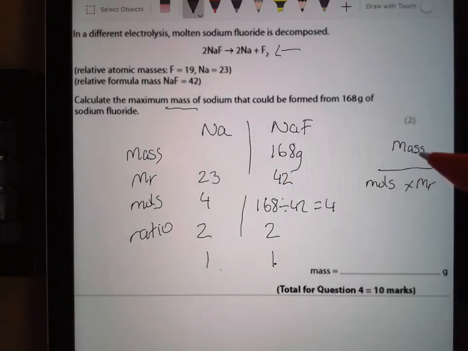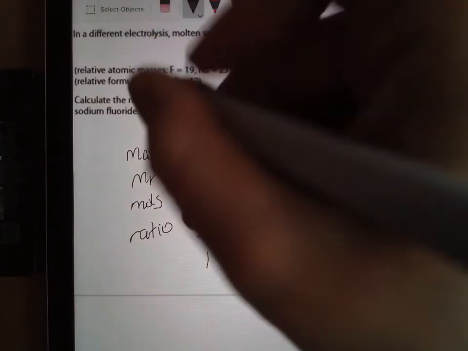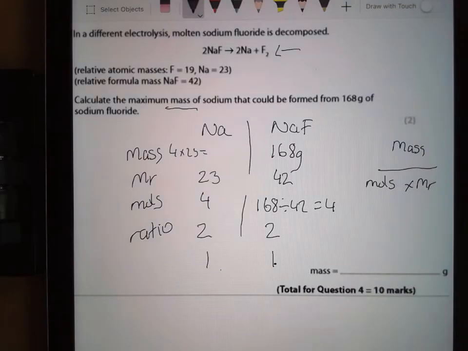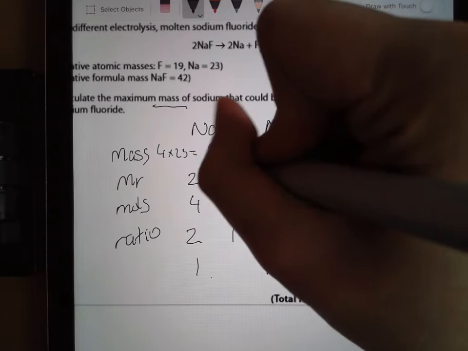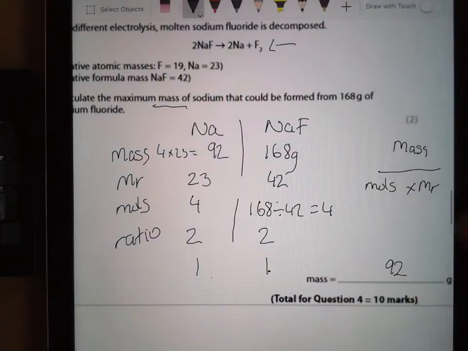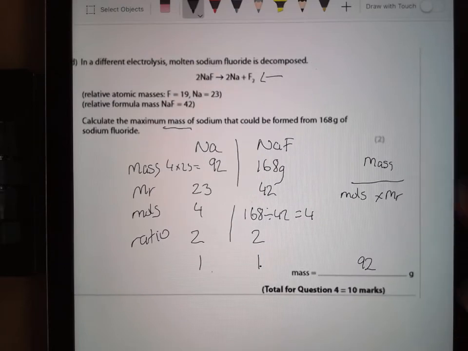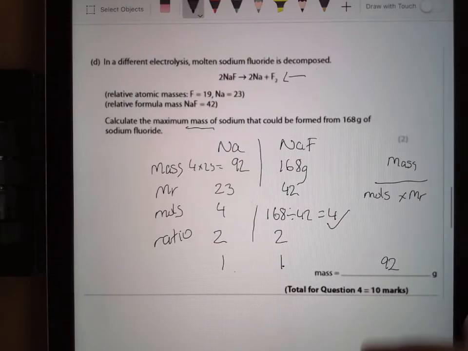And to calculate mass, you see mass is moles multiplied by formula mass. So it's going to be 4 multiplied by 23. And that gives me 92. If you had an answer of 92, give yourself 2 marks. If you didn't get 92, but you did have 4 during your calculation, you can give yourself 1 mark for 4. The second mark goes for 92.